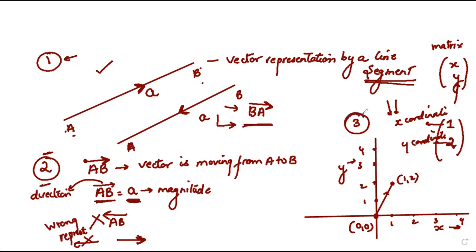And the third representation is when you're more specific, when you want to know where exactly your vector is lying on the x-axis or y-axis. In that case, you can just write 1 comma 2. Suppose my vector is at 1 comma 2. So in matrix form, I will write 1 above and 2 down there. So this represents the x direction and this represents the y direction or y coordinate.